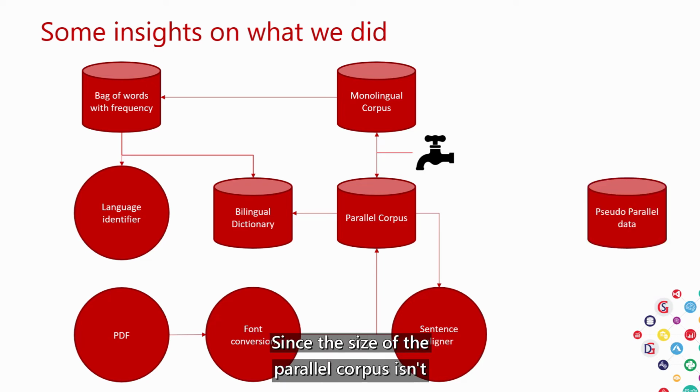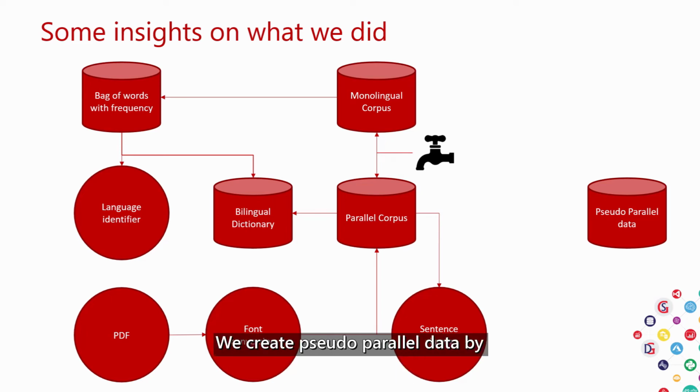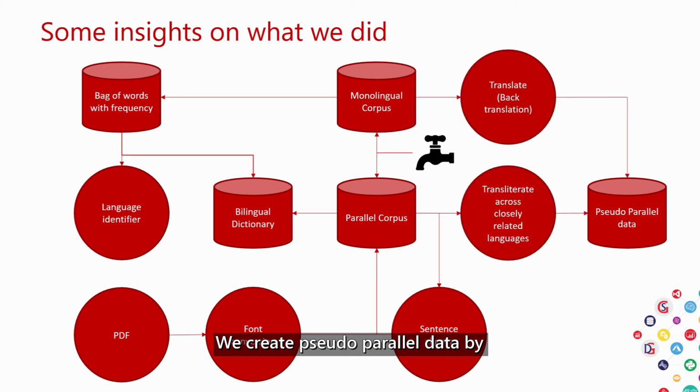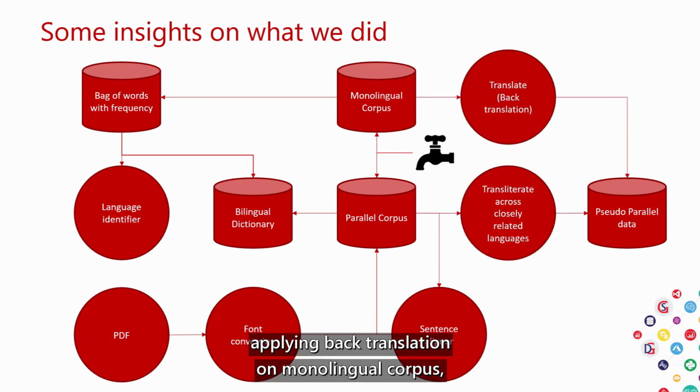Since the size of the parallel corpus isn't sufficient to get high quality translation, we create pseudo parallel data by applying back translation on monolingual corpus and transliterating content from same language family.